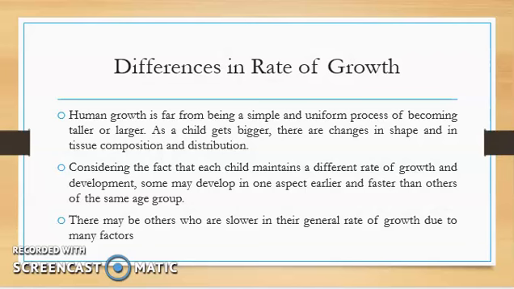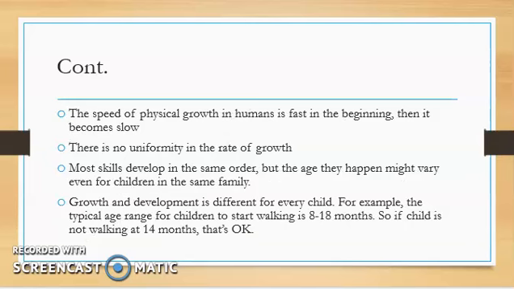There may be others who are slower in their general rate of growth due to many factors. And in the previous chapter, we have discussed different factors influencing growth and development. And here we are saying that there may be other children whose growth and development is slower in general due to many factors. The speed of physical growth in humans is fast in the beginning, then it becomes slow. So this is a general principle, this is general understanding, and we have discussed this in our previous slides.